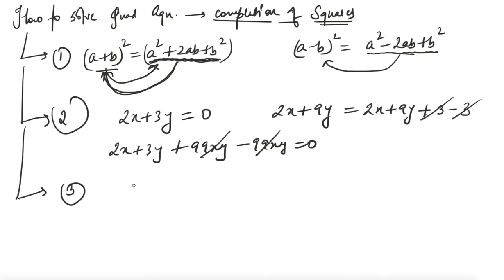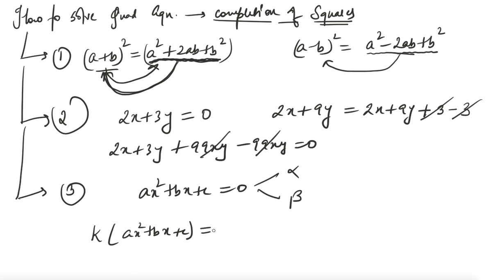And third important thing is that suppose I have a quadratic equation ax square plus bx plus c equals 0, and say the roots are alpha and beta. Alpha and beta are just a way of denoting the roots. What if I multiply this with any constant value? Say I multiply this with the quantity k, so k times (ax square plus bx plus c) equals 0. The roots of this equation will not change. Still the roots will be alpha and beta.